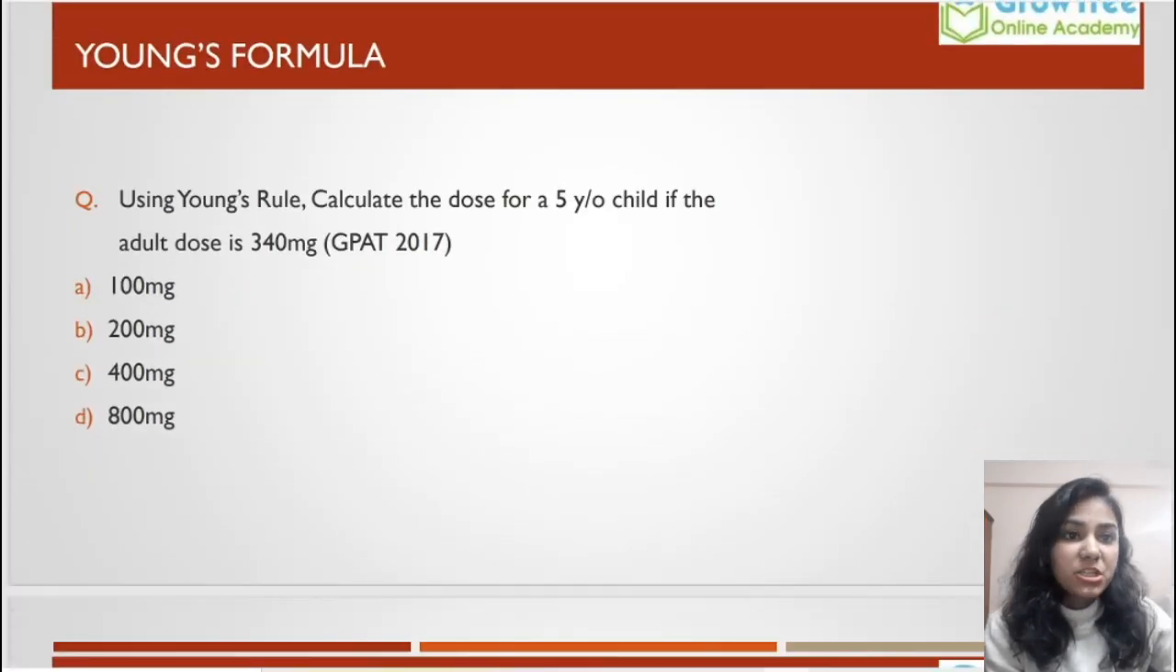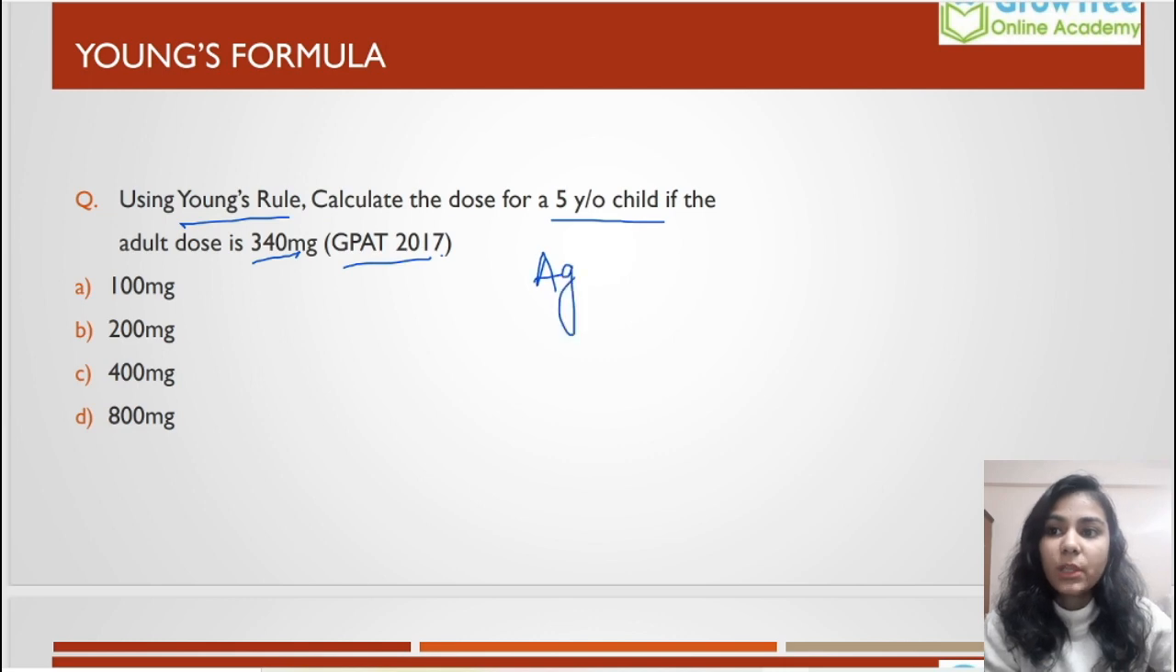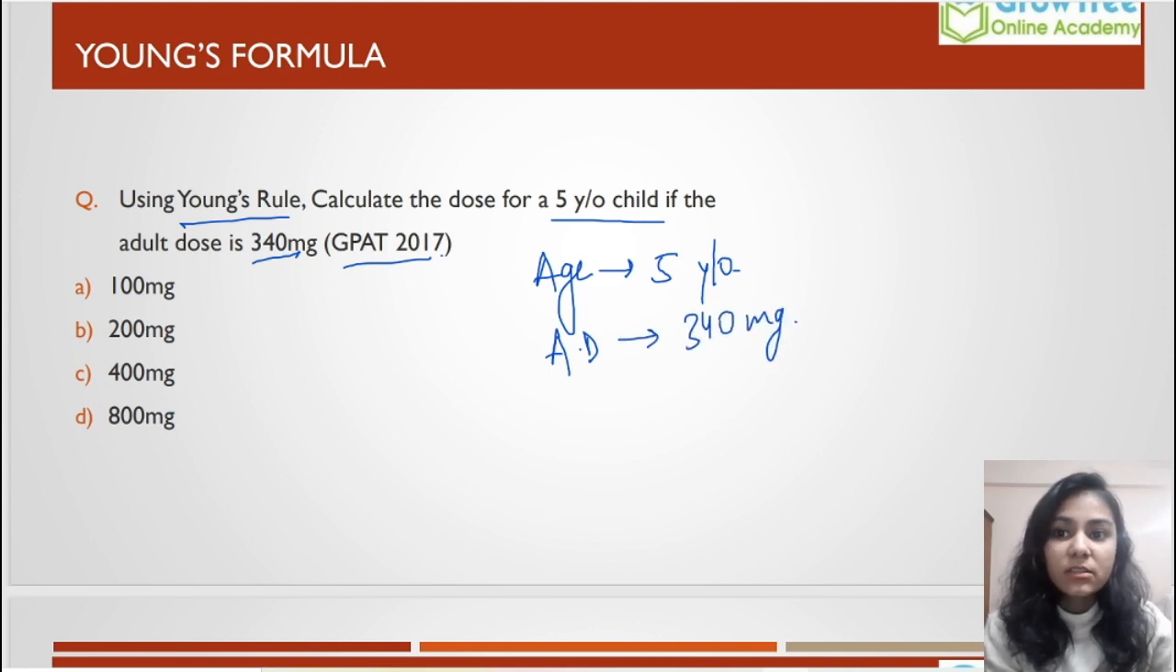Here we have a question which says, using Young's rule, calculate the dose of a 5 years old child if the adult dose is 340 mg. This question was asked in GPAT 2017. So let's look into the question, and here we have age of the child, that is 5 years old, and the adult dose, that is 340 mg.